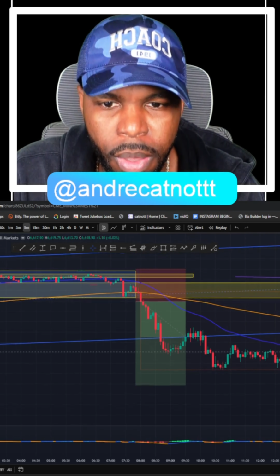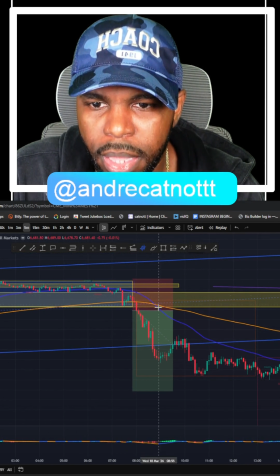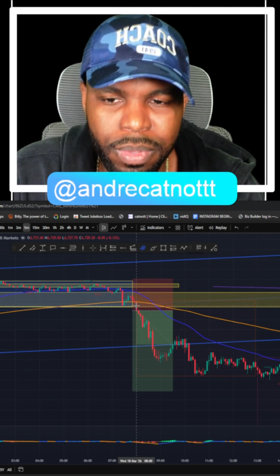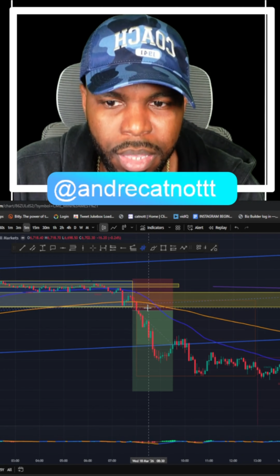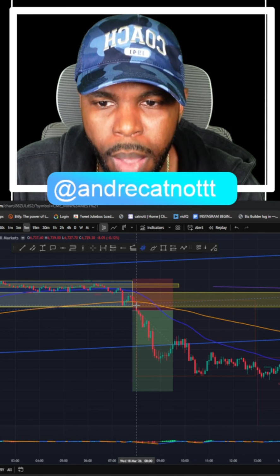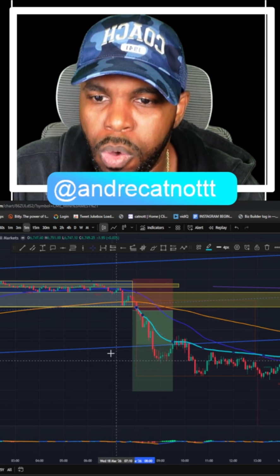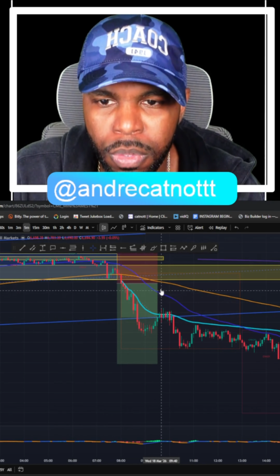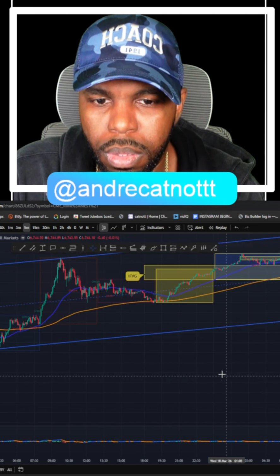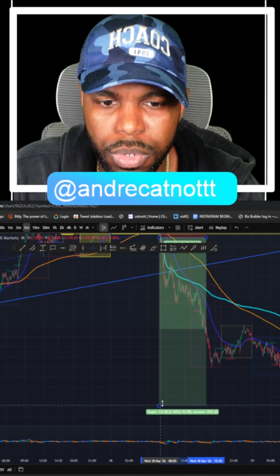What I'll do if I want to determine how long I want to hold the trade, I'll get my anchored VWAP, and then the last candle that touched the 200 EMA. This orange line right here that you see is the 200 EMA. I will anchor a VWAP on the last candle that touched that 200 EMA. And as long as price doesn't close above this blue line, I can continue to hold the trade.